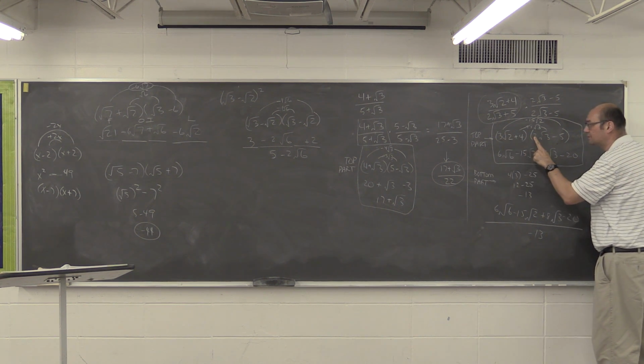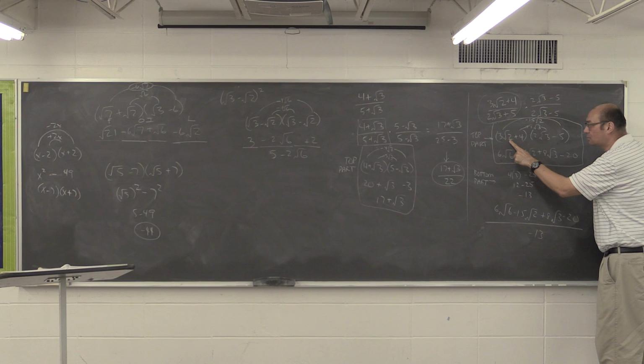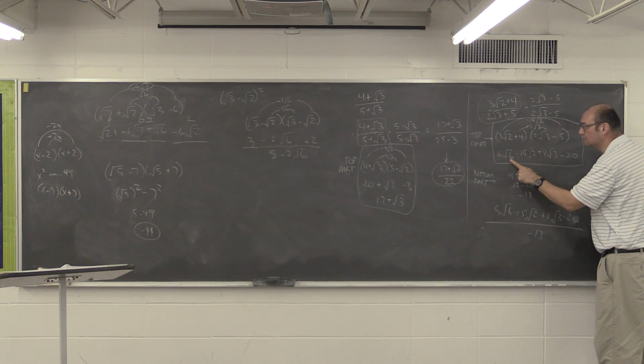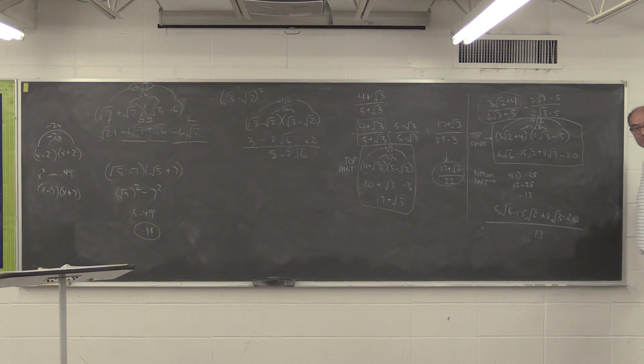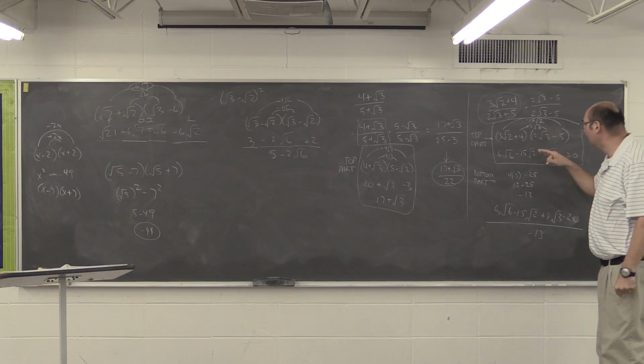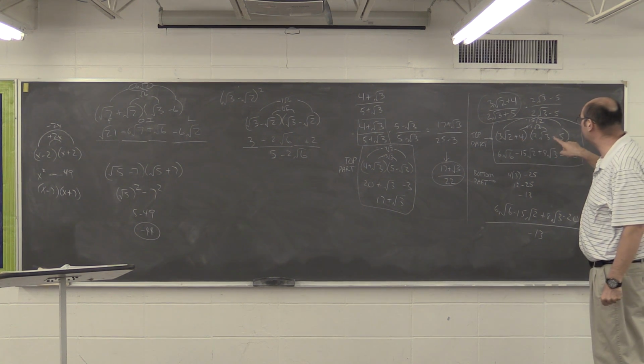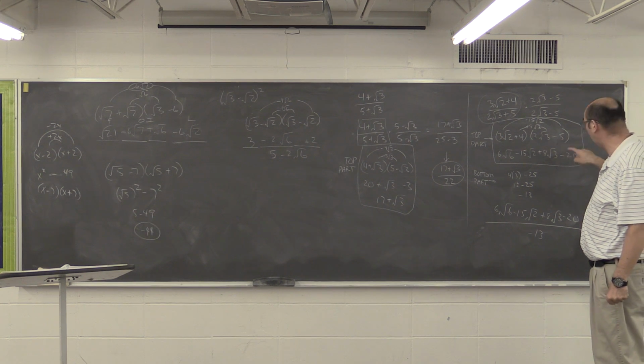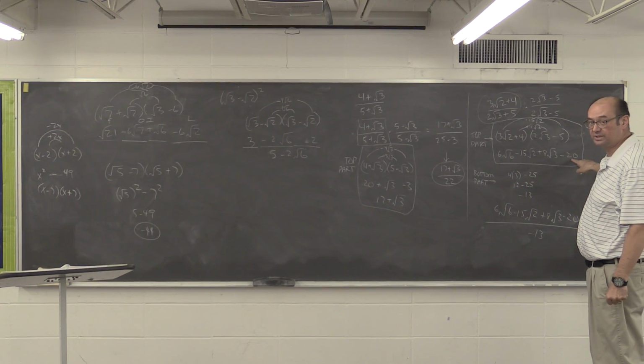Well, what's 3 times 2? 6. What's square root 2 times square root 3? Square root 6. First one's done. All right, now the last. Let's do it. Positive 4 and a negative 5. What's that? Negative 20. Pretty easy.